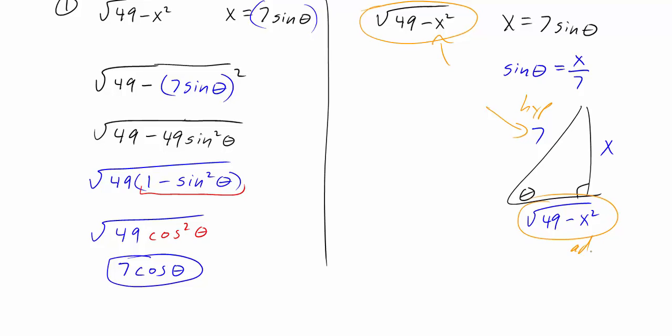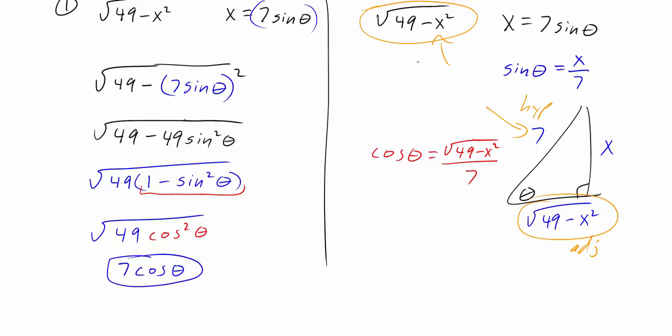So if we look at the adjacent side and the hypotenuse, we are dealing with what trig function? Well, that would be the cosine. So that tells us that the cosine of our angle would be adjacent, the square root of 49 minus x squared, all divided by 7.